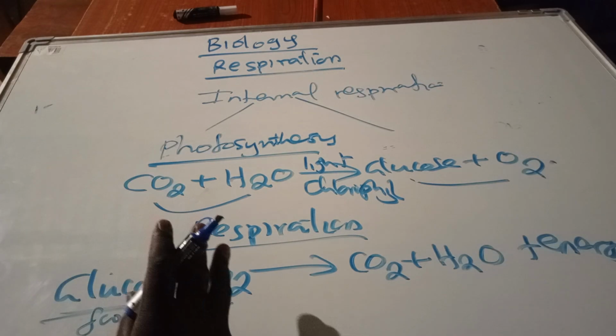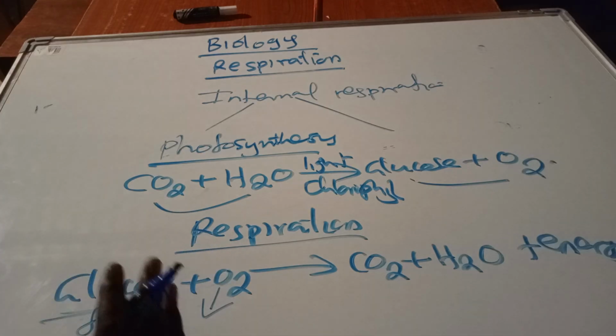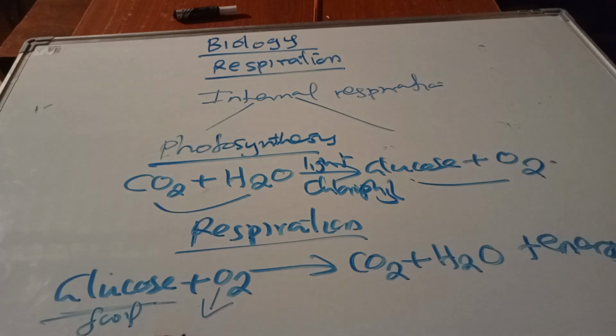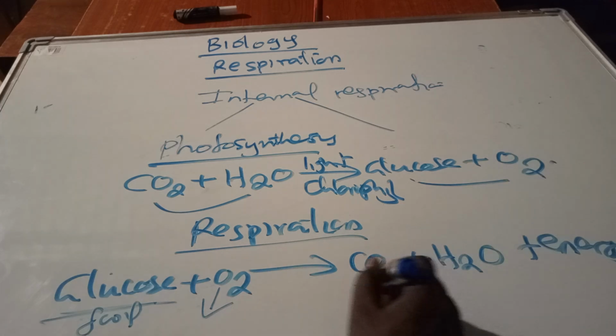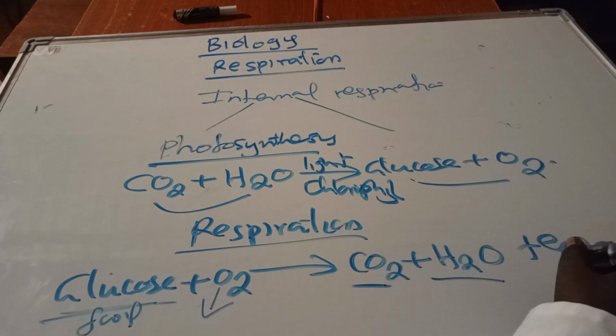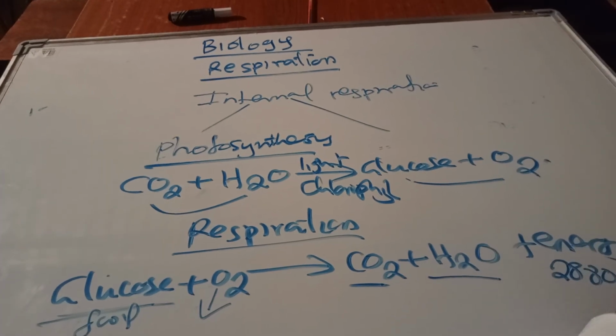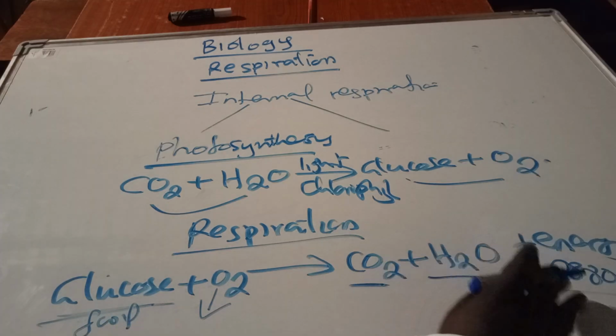So under aerobic respiration, we're saying that it's a type of respiration where oxygen must be present for us to produce energy. So carbon dioxide is produced and water, and the energy is 2880 kilojoules of energy that's being produced. So 2880 kilojoules of energy is being produced. This is a huge amount of energy.